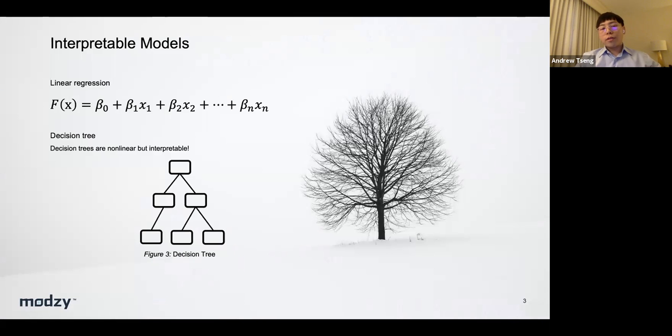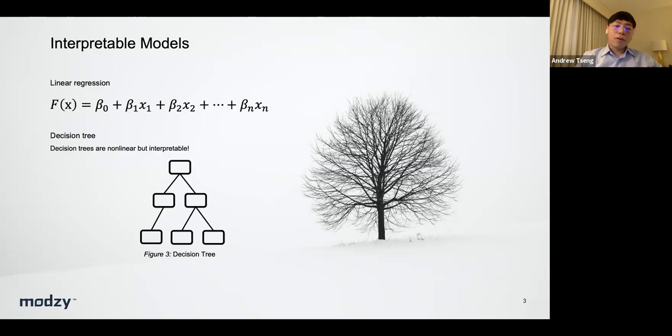In this slide, I would briefly talk about two examples that are self-explanatory. These are really simple models, such as the linear regression model and the decision tree model. For linear regression, this should be familiar to all of you. f(x) is the output, the x's are the input features, and the beta coefficients are the weights. Basically, the beta coefficient means the rate of change of the output with respect to the input.